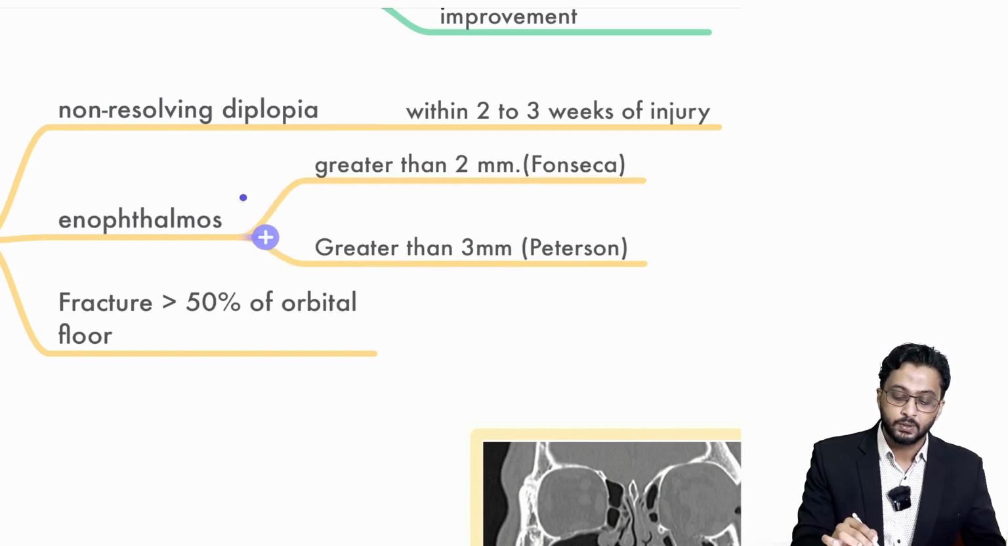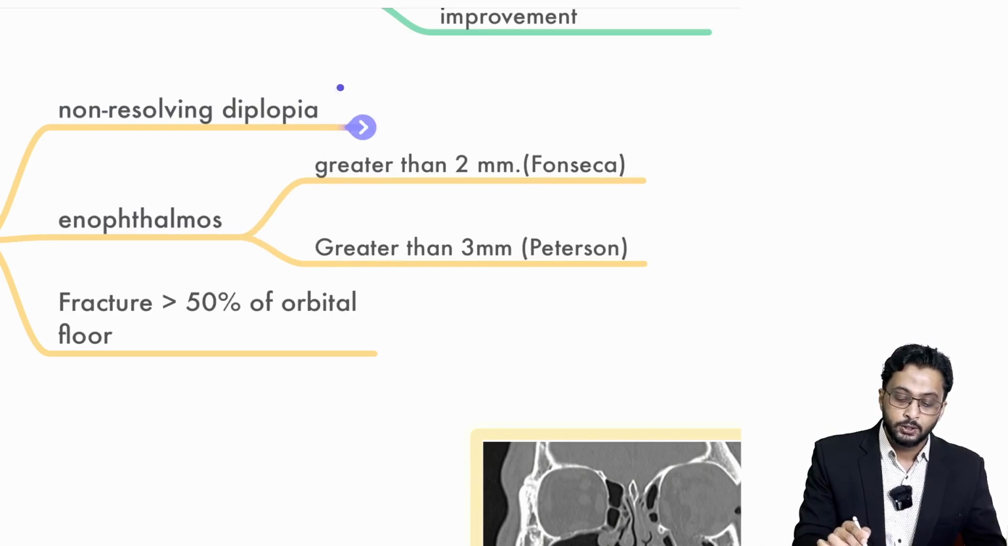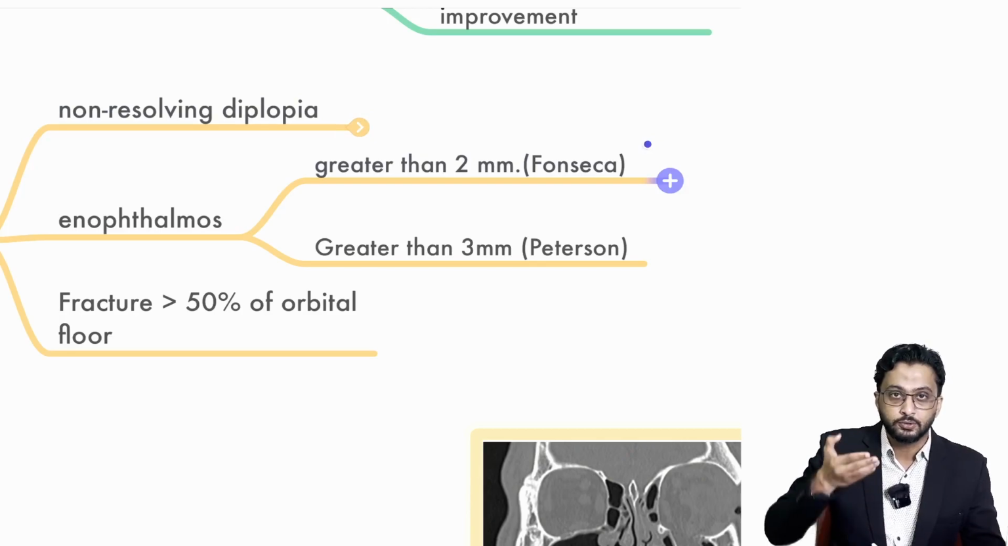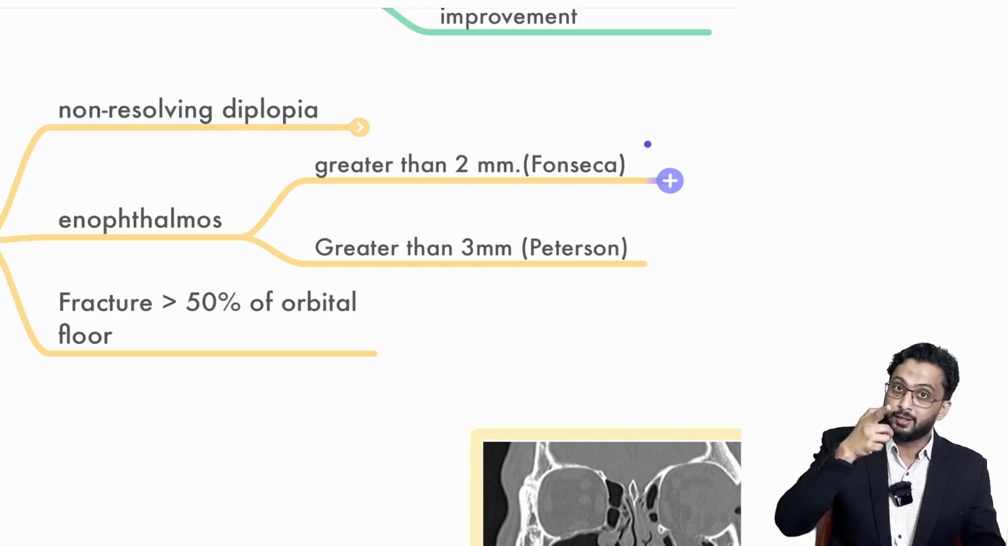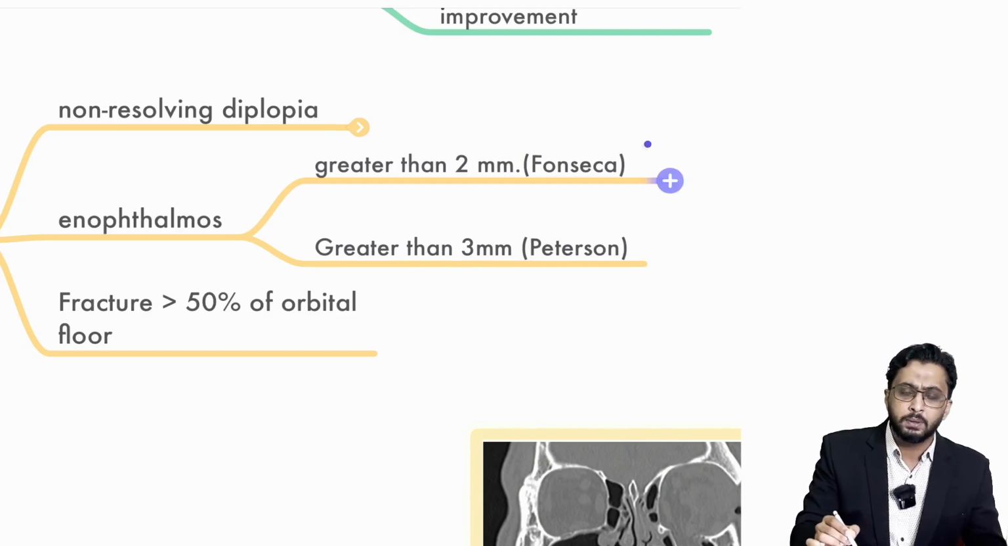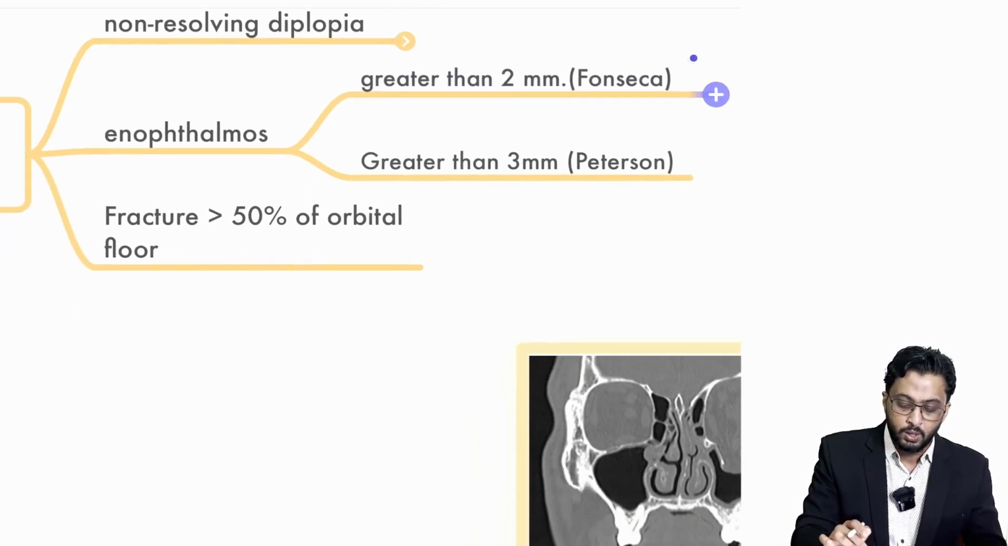Second is enophthalmos. So basically, the two books say it in two different ways, and I want you to follow Fonseca, which says greater than 2 mm of enophthalmos. Greater than 2 mm, which is a very small amount. Peterson says 3 mm, but keep in mind 2 mm is better to know. And that is how you know that there is a fracture of greater than 50% of the orbit.